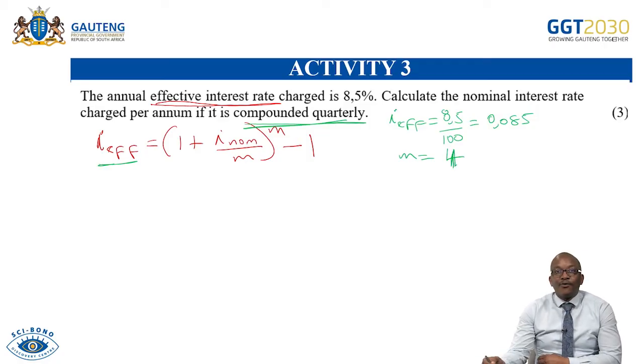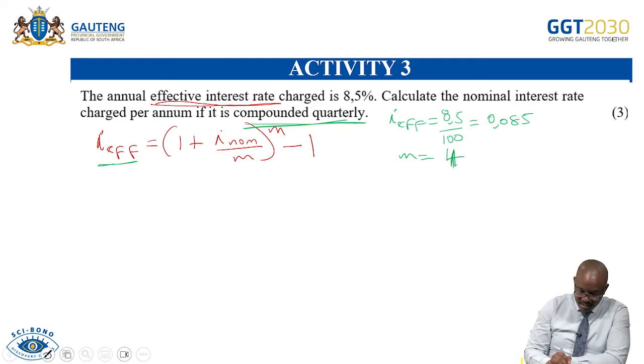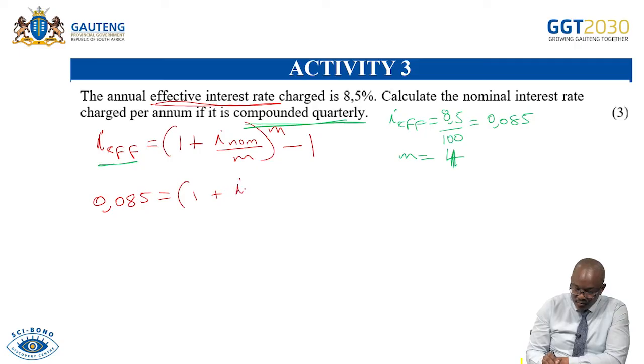Correct? Now what do we have to do here? We have to calculate our nominal interest rate. So how do we do that? You start by substitution. Remember we have 0.085 as our I effective, equal to 1 plus the I norm. We don't know it, that's what we are calculating for. But we know that our compounding period, they're saying, is compounded quarterly, which is 4.